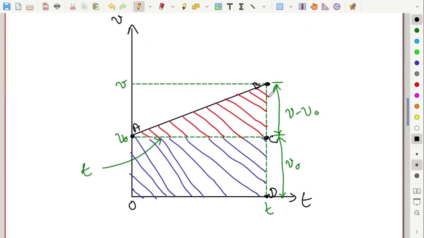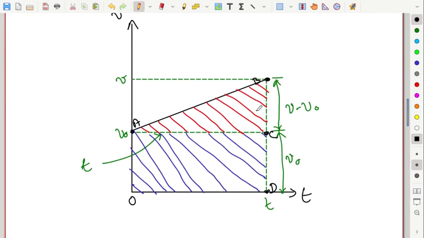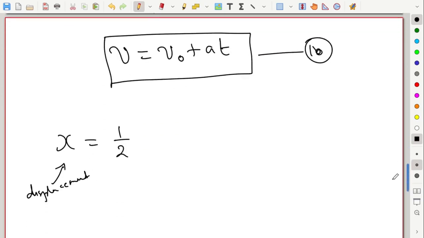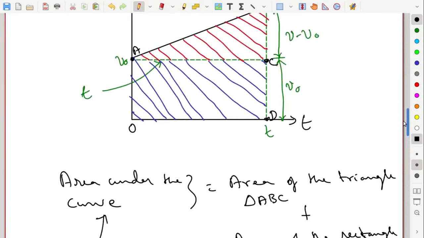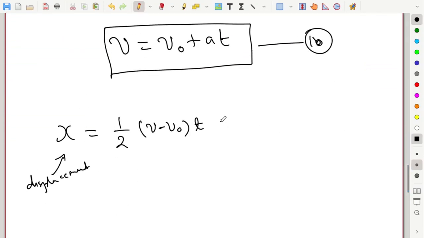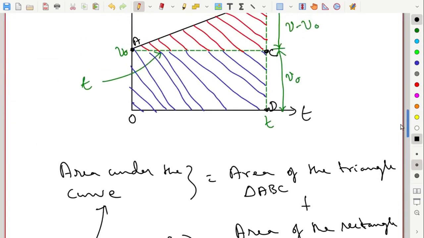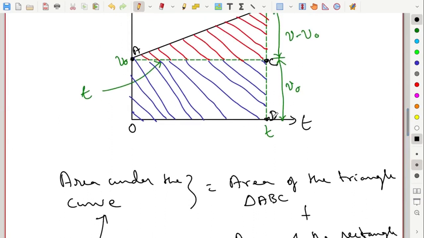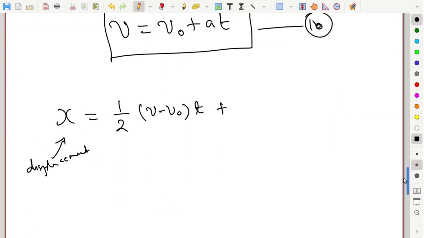Okay, so the length is t and the breadth is v minus v naught. Okay, so height, sorry, it should be height, so of v minus v naught t. Okay, and we have the area of the rectangle as length into breadth, which is, this is the length and this is the breadth, therefore v naught into t. Okay, we have v naught into t.